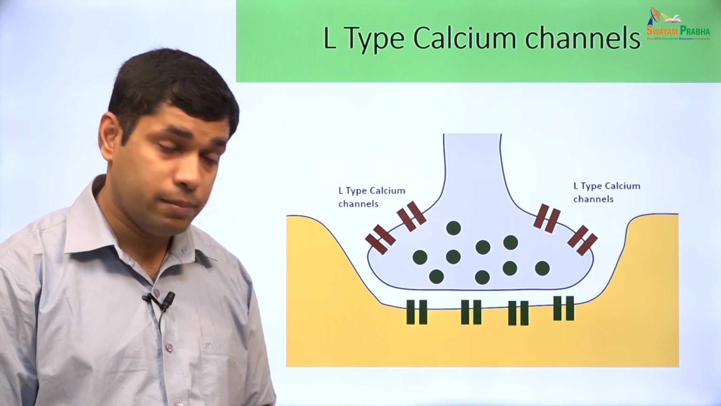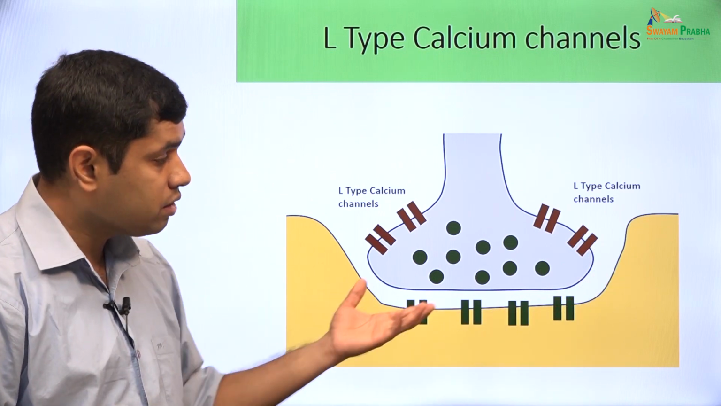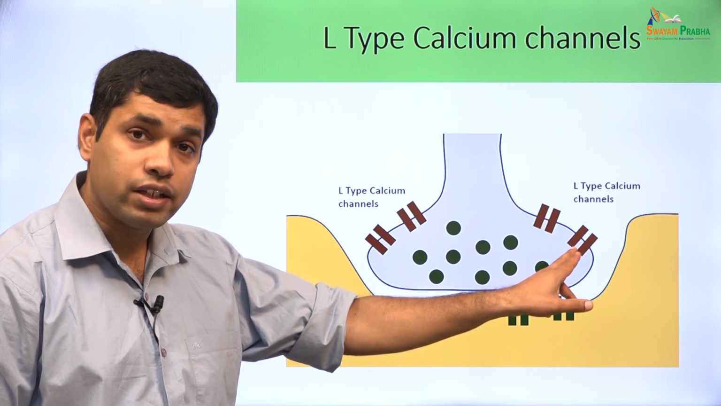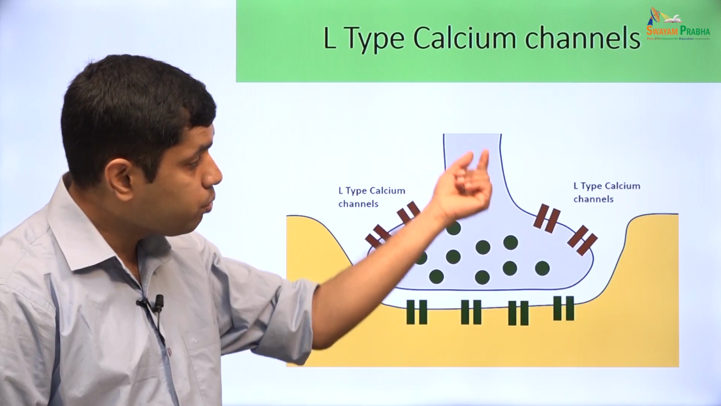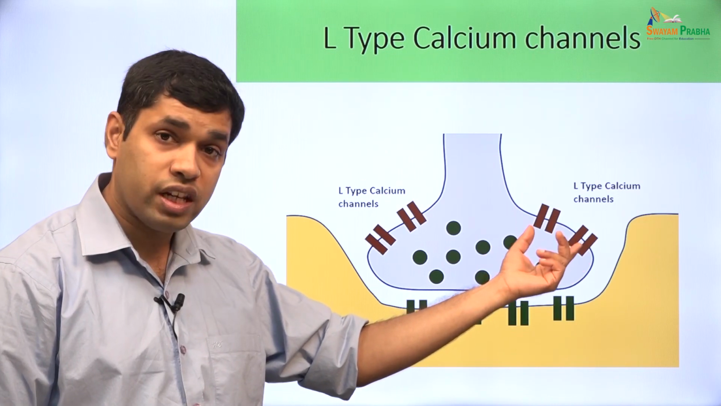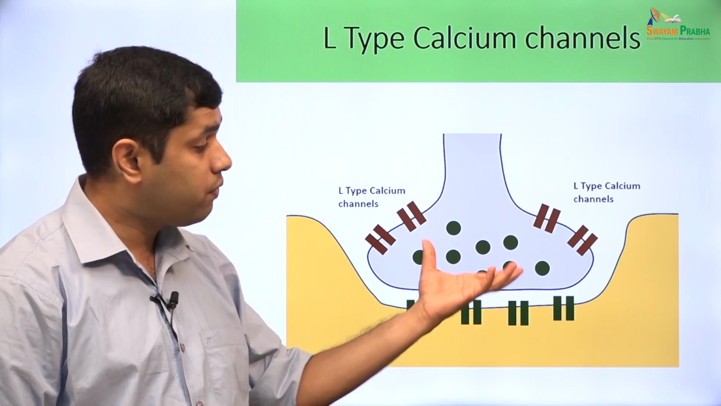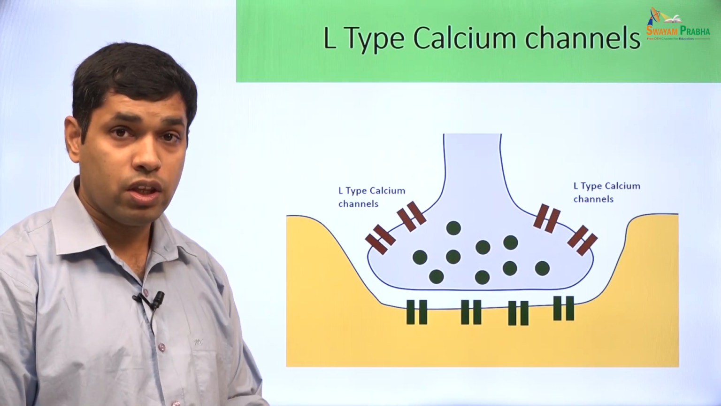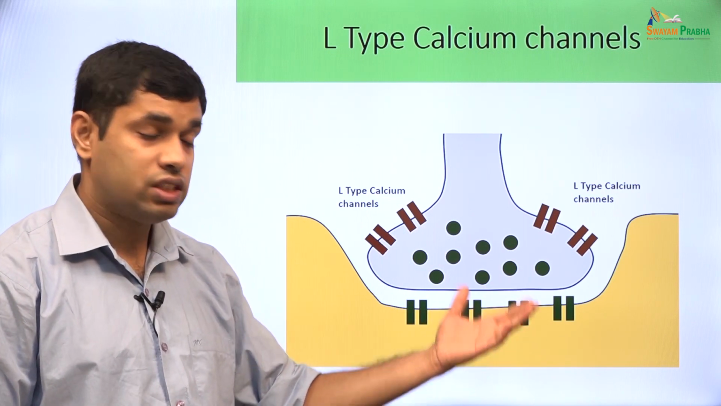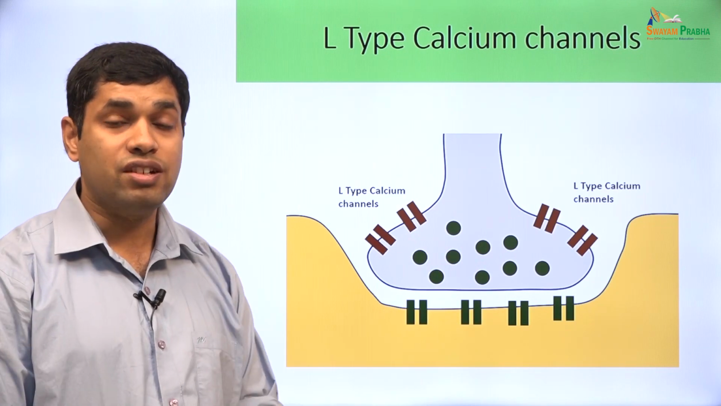The L-type calcium channels, you will come across them when you talk about the neuromuscular junction, when we discuss the synapse. So if this is the axon ending and this is the motor end plate, so this is the neuromuscular junction, L-type calcium channels are present in the axon ending. So when the action potential reaches the axon ending, there's a depolarization. This depolarization opens the L-type calcium channel, causing calcium to enter, and therefore you have exocytosis. So this is a major region in synaptic transmission as well as in the neuromuscular junction where L-type calcium channels help in the increase of intracellular calcium.